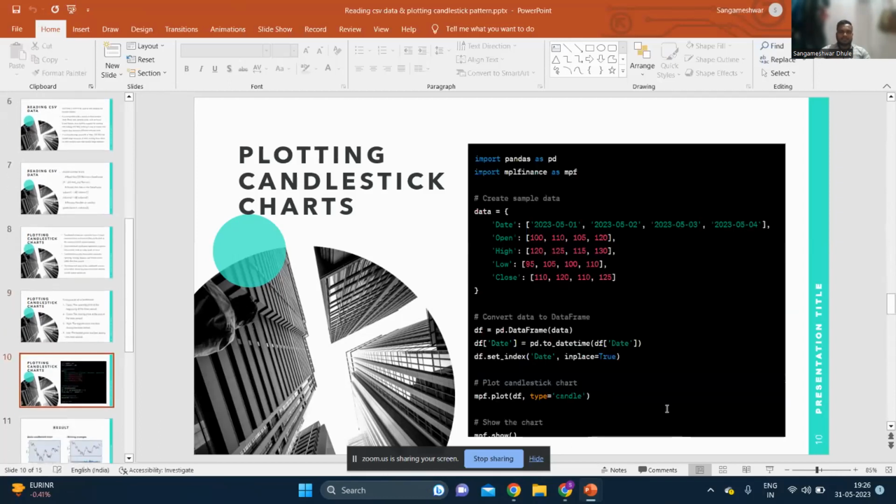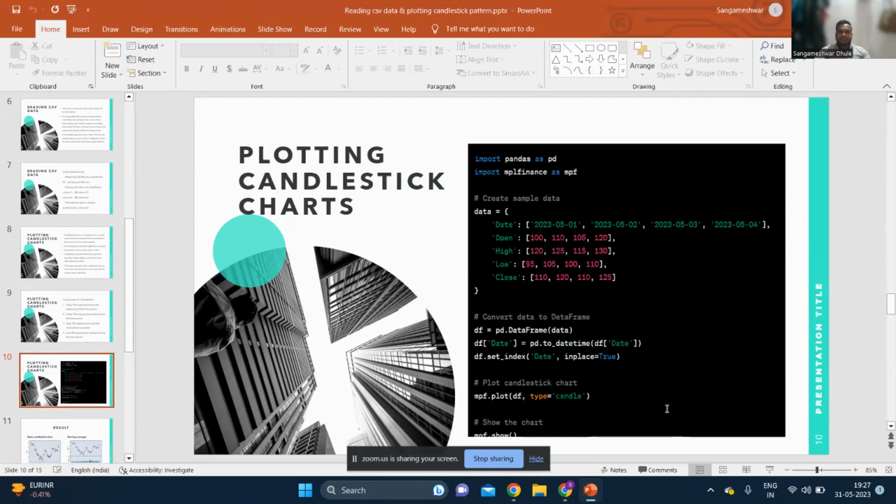So here we can see how we can easily print the candlestick chart. First of all, we have to import the pandas and MPL finance library. The data contains the date, open, high, low, and close values, and we have to convert the data into a data frame before plotting it.